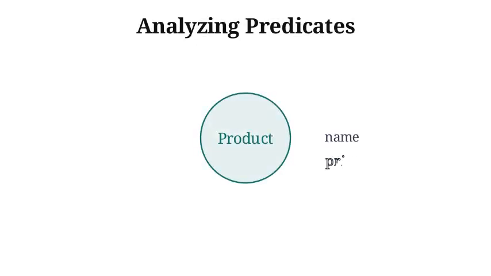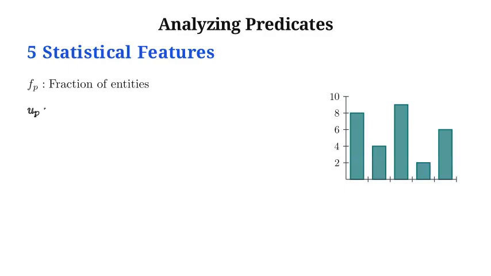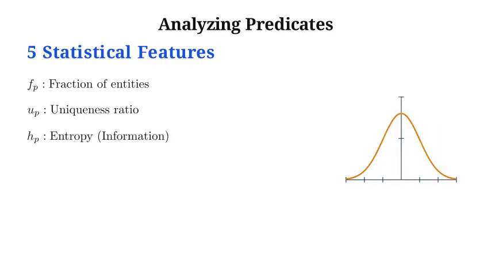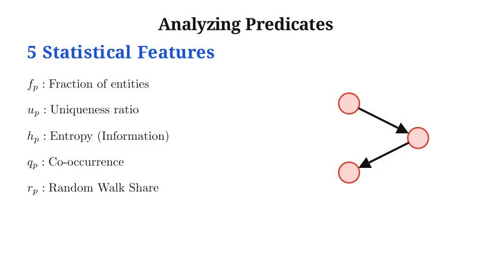With our core types settled, we turn our attention to predicates, the properties like name or price. To decide which predicates to keep, we compute 5 statistical features for every type predicate pair. F sub p measures the fraction of entities using the predicate. U sub p tracks uniqueness, looking at distinct values versus total pairs. H sub p calculates the entropy of the values, helping us find fields with rich, varied information. Q sub p measures how often this predicate appears alongside others, indicating its role in a complete record. Finally, R sub p represents the share of random walk traversals that touch this specific predicate.